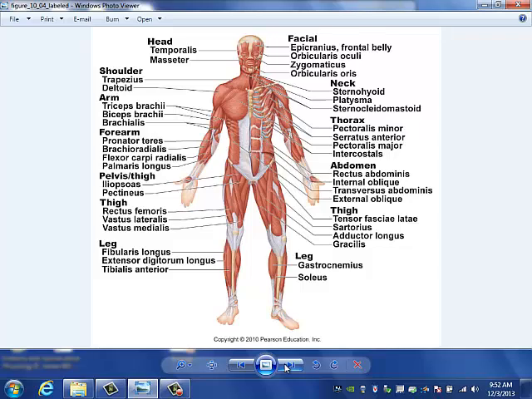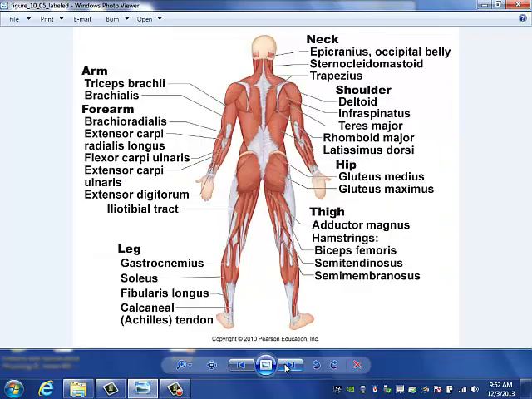Yes, you're going to have to know that. Where are you going to have to know it from? For? Lab. So if you haven't already started to look at your muscle diagrams for lab, I highly suggest that you start today, because you're going to have to know the anterior and posterior. These are only superficial muscles.